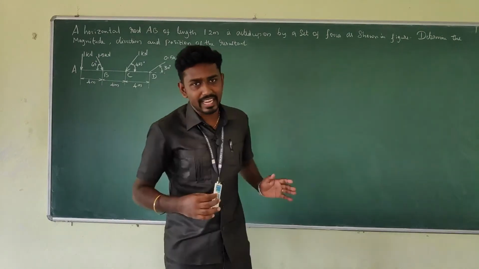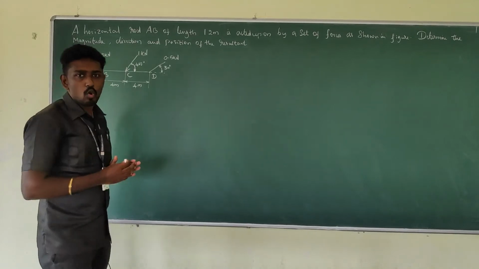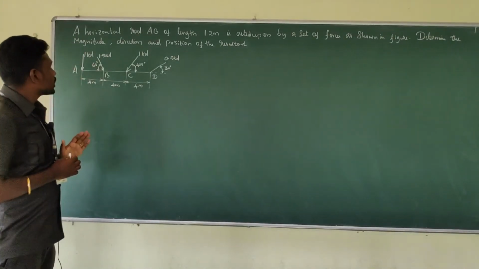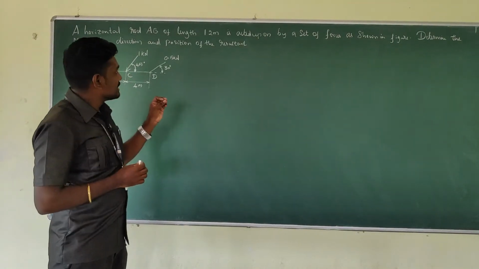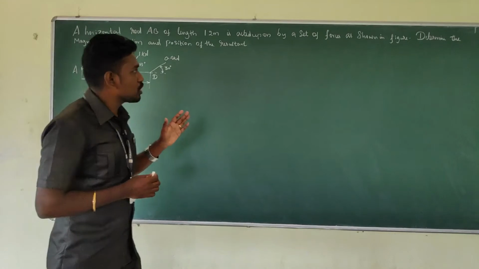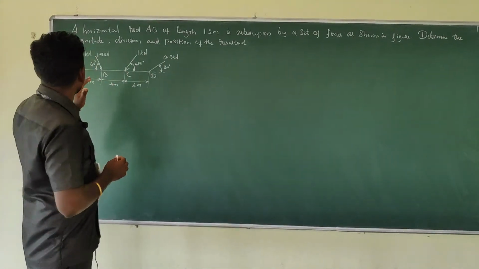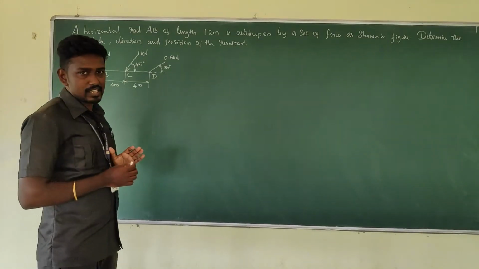Welcome students. Again I come up with a question based on Varignon's theorem. A horizontal rod AB of length 12 meters is acted upon by a set of forces as shown in the figure. Determine the magnitude, direction and position of the resultant.